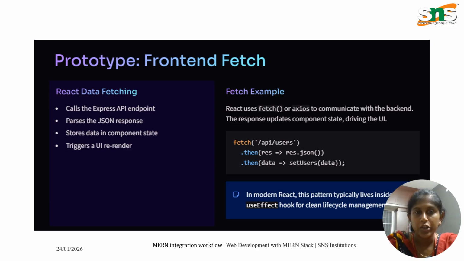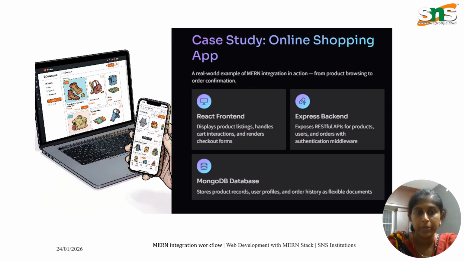This slide shows how React communicates with the backend using the fetch API. The fetch function sends an HTTP request to the backend endpoint. The backend processes the request and returns data in JSON format. React then stores this data in state variables and displays it on the user interface. The important point here is asynchronous communication. React does not wait for the server to finish. Instead, it continues executing and updates the UI when the response arrives. This makes MERN fast and responsive.